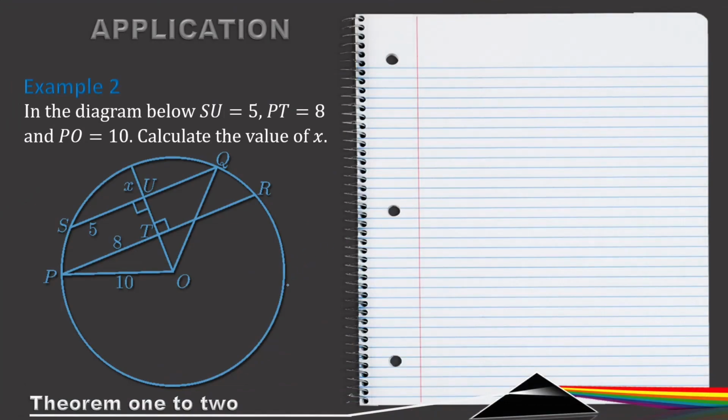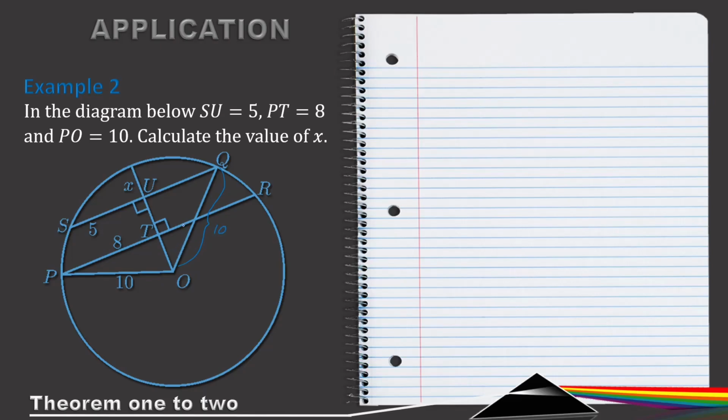So example 2, in the diagram below, SU is 5, and then PT is 8, and then PO is 10. Calculate the value of X. Okay, so let's look at what we have here. Now, first of all, PO is the radius, so meaning that all of this is also 10, this line over here, and OQ is also 10.